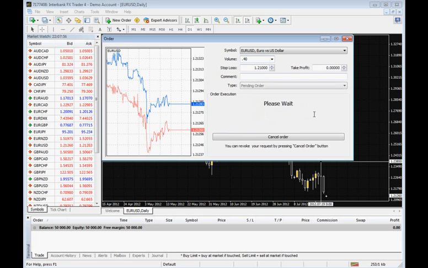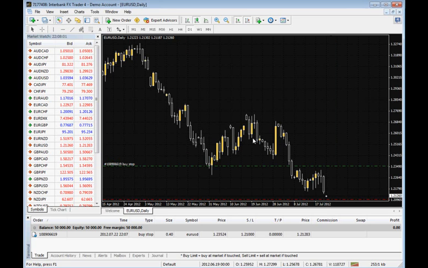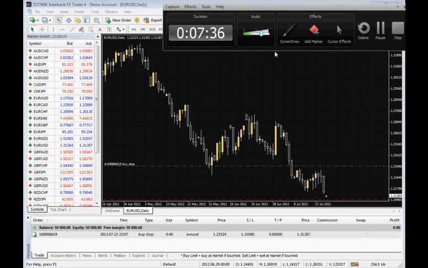We put it in and click place. Process your order. It says it's successful, and then you see your order placed on here. So that's it. That's all you need. Now if our buy stop gets triggered, price moves up, hits our buy stop, and then comes all the way down and hits our stop loss, that would be equivalent to a $1,000 loss.